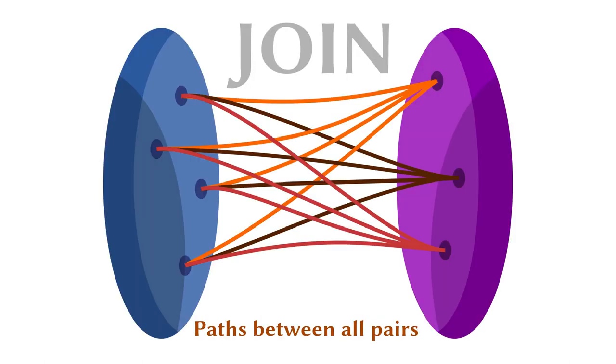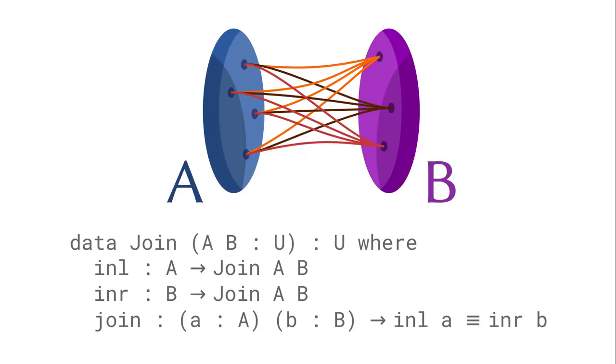The next one is joins. A join adds a path between any pairs of points from the two sides. You can easily code it up in ECDA.